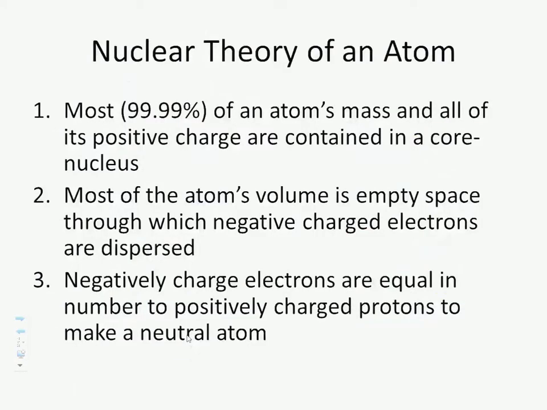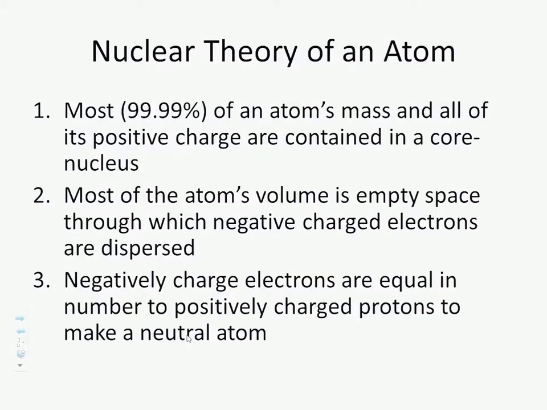Okay, so proposing this nuclear model, he came up with kind of 3 main tenets. The first, 99% of an atom's mass and all of its positive charge are contained in a core nucleus. So 99.99% of all of the atom's mass is in the nucleus. Okay, what about those electrons? I thought they had mass. They do, but it's just so small compared to the mass of a nucleus that it's insignificant. So 99.99% of an atom's mass is in the nucleus, and that nucleus is positively charged.